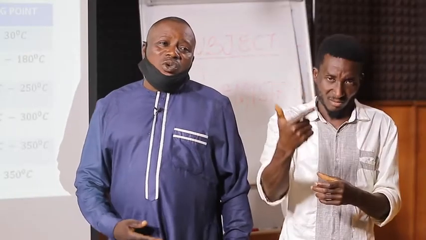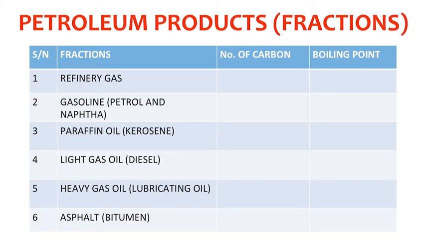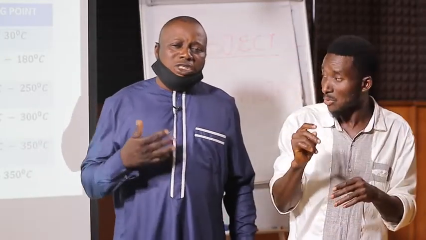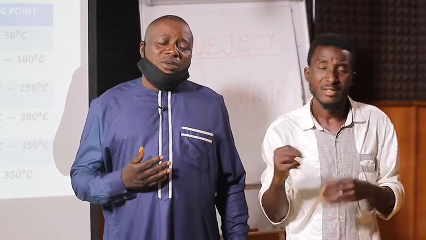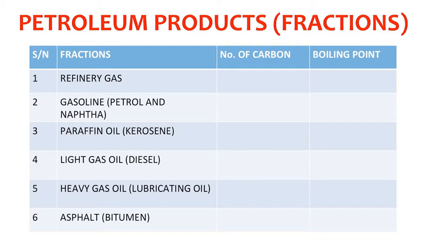Another name for this heavy gas oil is lubricating oil, or in other words, lube oil. This lube oil has a carbon range of C20 to C30 at a temperature of 300 degrees Celsius to 350 degrees Celsius. Last but not least is the asphalt, known as bitumen. Not every petroleum has bitumen in it. Like that of Nigeria, we don't have much of it because ours is a light petroleum. This is any carbon above C30 at a temperature above 350 degrees Celsius.